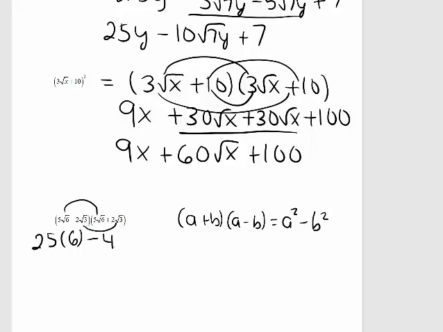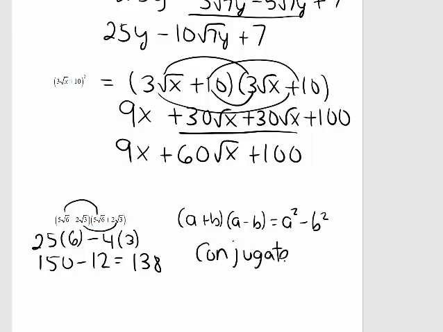The square root of 3 times the square root of 3 is 3. 25 times 6 is 150. 4 times 3 is 12. 150 minus 12 is 138. Now, this is neat because now there's no more radicals in my final answer. Okay? What we have here is what is called conjugates. So the only difference between this binomial and this binomial are the signs that separate the terms inside the binomial.